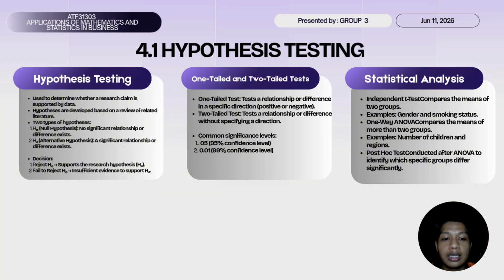To make decisions, researchers commonly use significance levels of 0.05, which represents a 95% confidence level, and 0.01, which represents a 99% confidence level. For statistical analysis, an independent t-test is used to compare the means between two groups such as gender and smoking status. Meanwhile, a one-way ANOVA is used to compare means among more than two groups such as different regions and categories of children. If ANOVA shows a significant result, post hoc tests are conducted to identify which specific groups differ from each other.